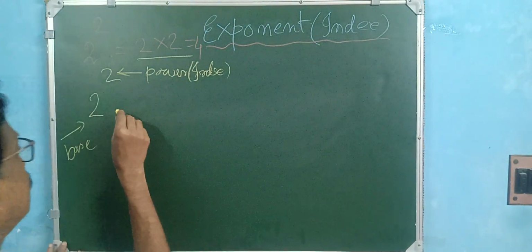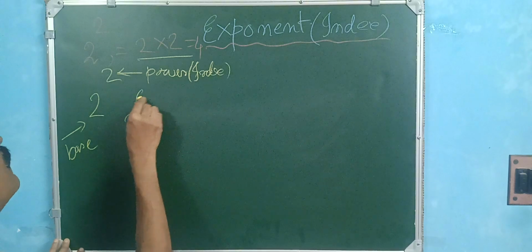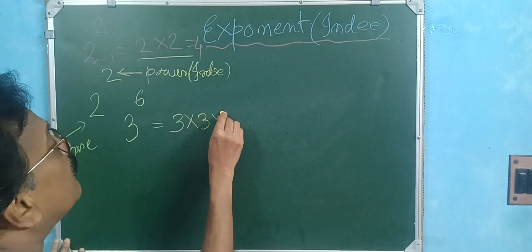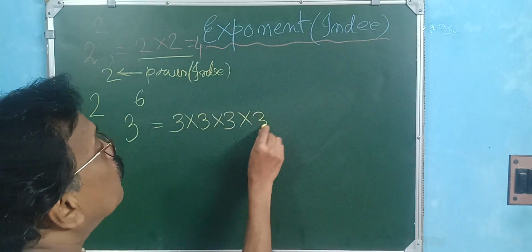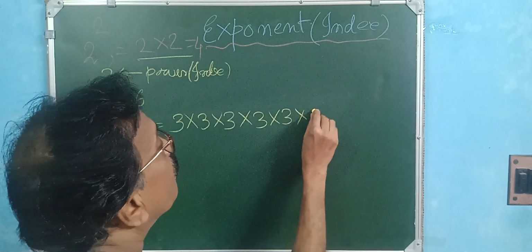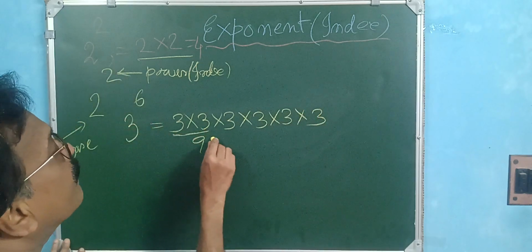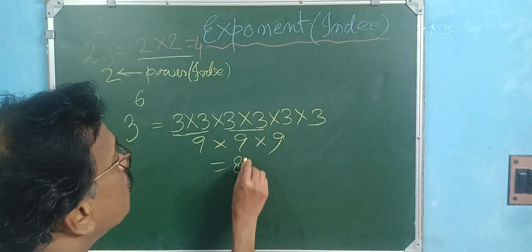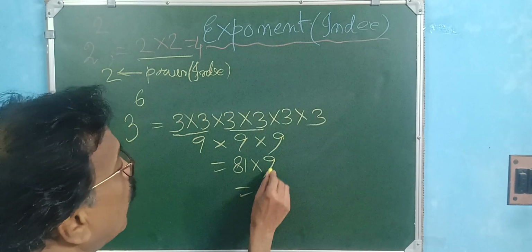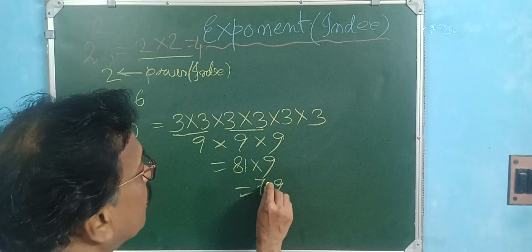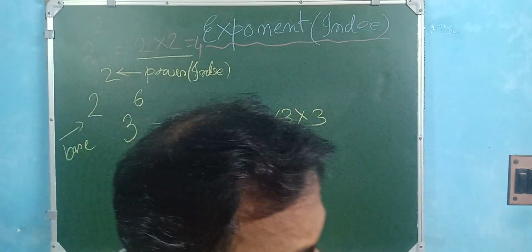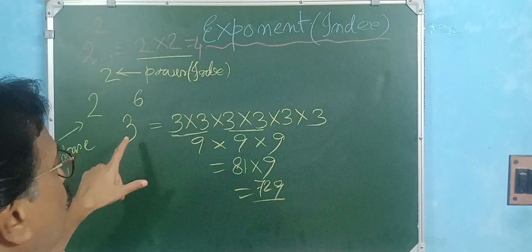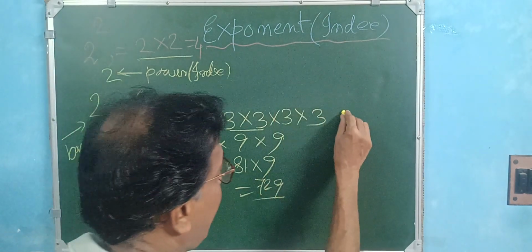Suppose you write here 3 to the power 6. That is equal to 3 multiplied 6 times: 3 into 3 into 3 into 3 into 3 into 3. So what is the answer? 3 times 3 is 9, 9 times 9 is 81, 81 into 9, so 729 is the number. Converting it into exponential form means writing its factors.